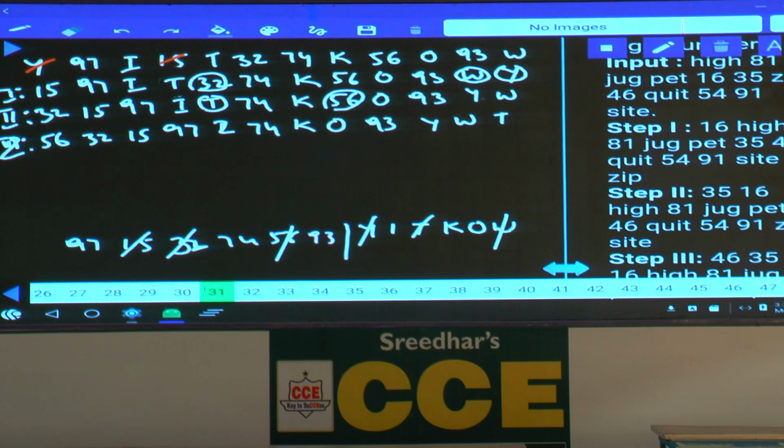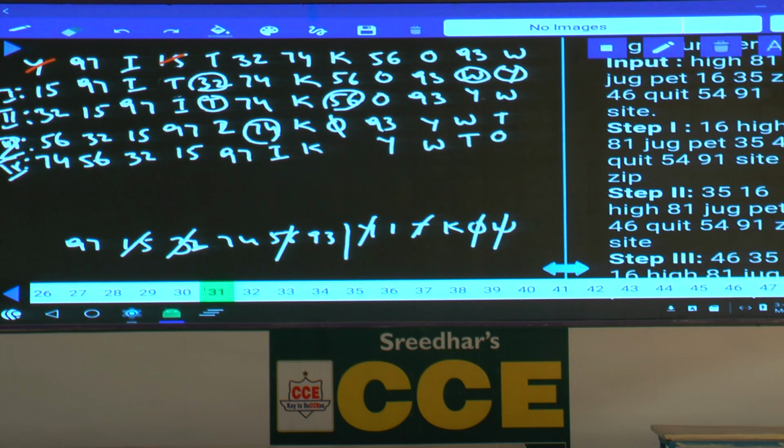Done with this? Then in step 4. Step 4, 15 shifted to the 4th place and 32 shifted to the 3rd place, 56. Next to 56 is what? 74. 74 will be arranged at the 1st place. And Y, W, T. After this Y, W, T, next one must be O. O should be at the last place. Now O also has been arranged at this one. The remaining elements. What are the remaining elements here? 97, I, K, 93 are the 4 elements that are to be arranged.